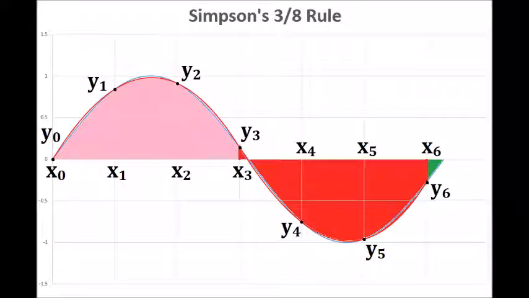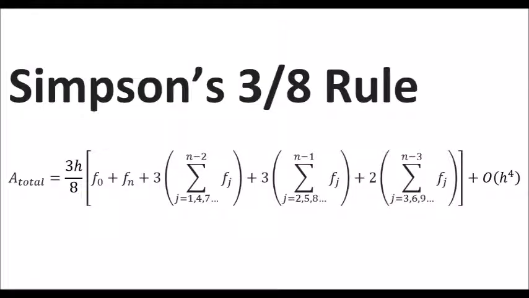For starters, we are going to split the interval into two separate segments. So here we have two panels. Each one is the curve of a third-order polynomial, interpolated through the data points. This is the sigma notation of Simpson's 3/8 rule. We derived this in the last lesson.